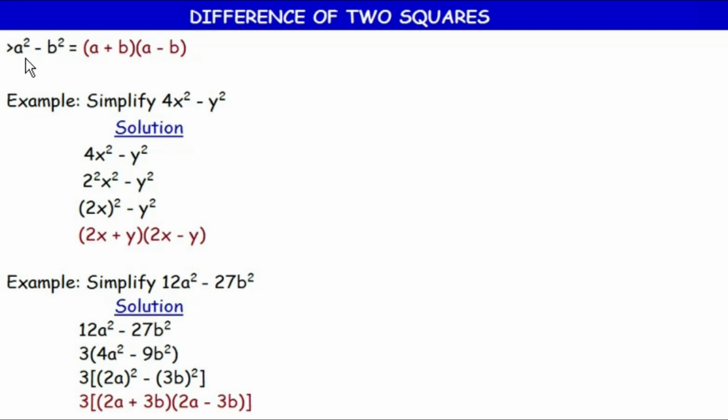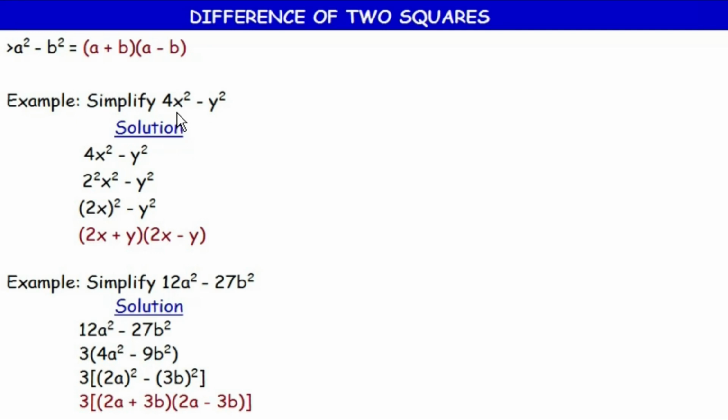Right, so it's just the sum of the two individual numbers apart from the squares. Here the numbers are a and b, but they've been squared. So the result is going to be the sum of the individual numbers multiplying the difference of the individual numbers. So a plus b in one bracket multiplying a minus b in another bracket. Right, so let's look at this question. We have to simplify 4x squared minus y squared.